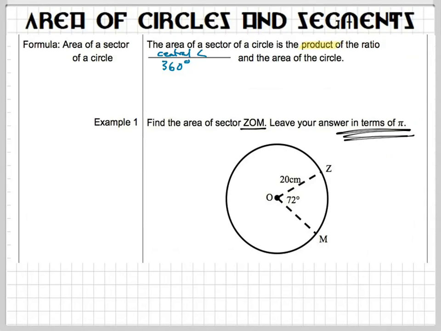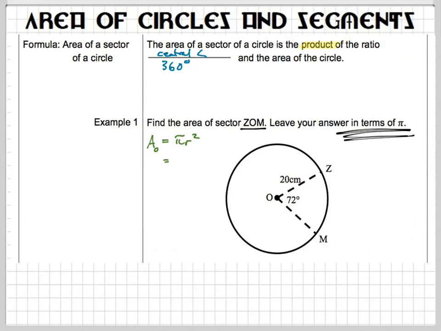The first thing we need to do is find the area of the circle. Actually, you can do this one first, but I like finding the area of the circle first. How do you guys find the area of a circle? Do you remember that? Pi r squared. Yeah, area of a circle is pi r squared.